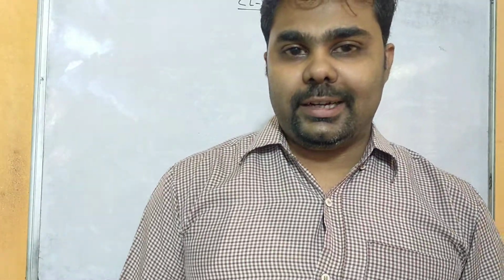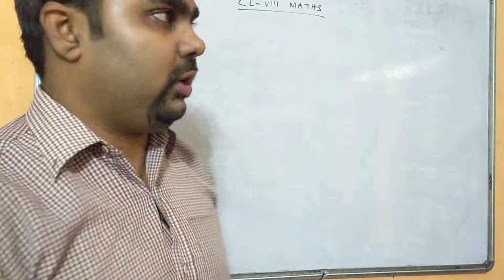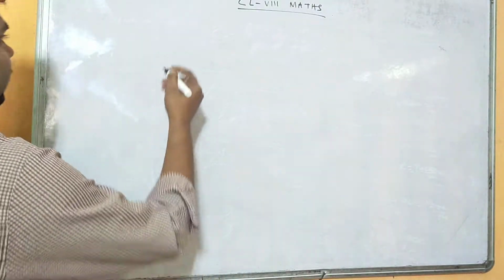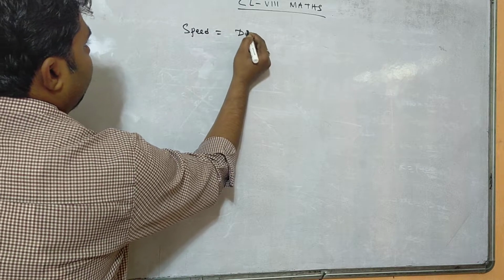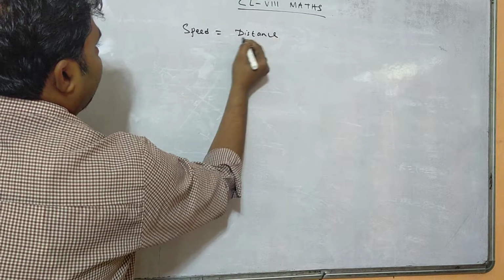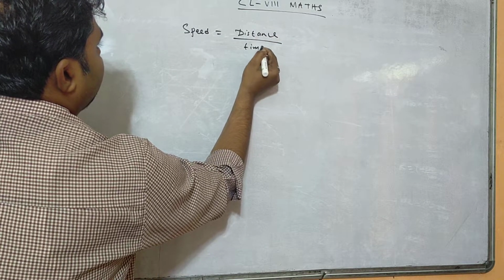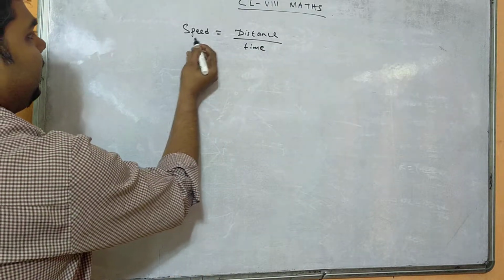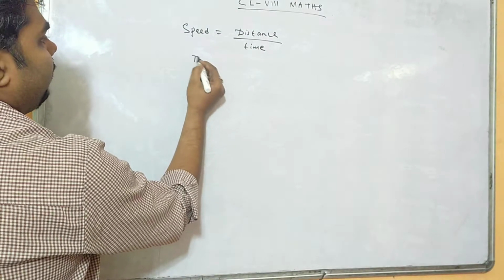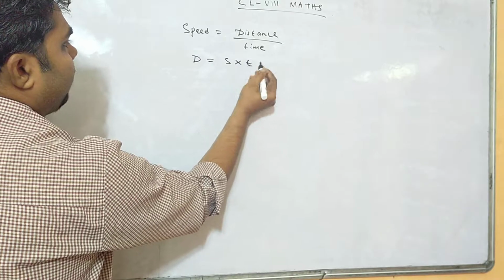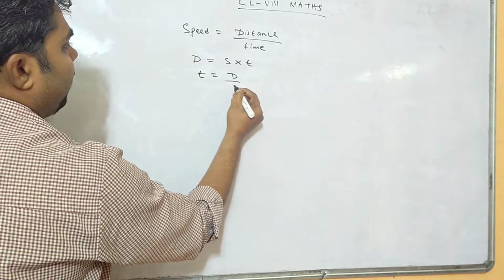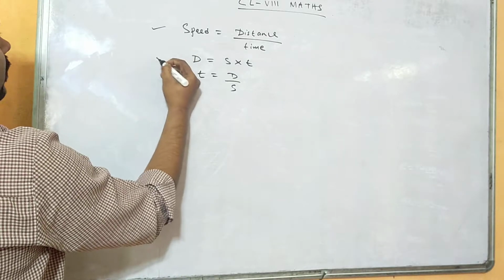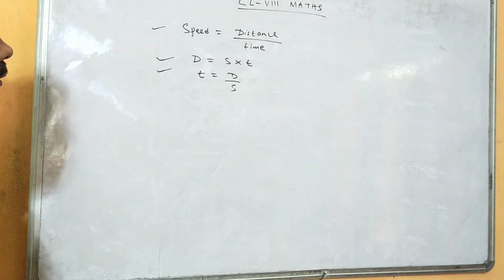So, speed and time. We'll see first what are the formulas to be used in this exercise. Speed equals the distance covered by an object per unit time. So speed equals distance by time, or distance can be written as speed into time if you cross multiply, or time, if it is asked, then distance by speed. So these three formulas will be used in this exercise.